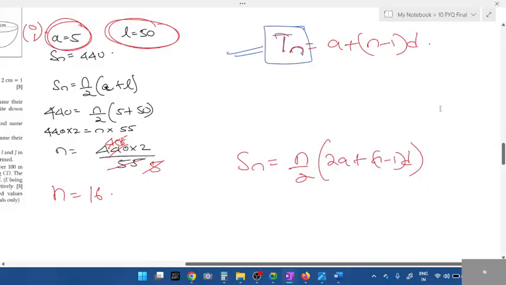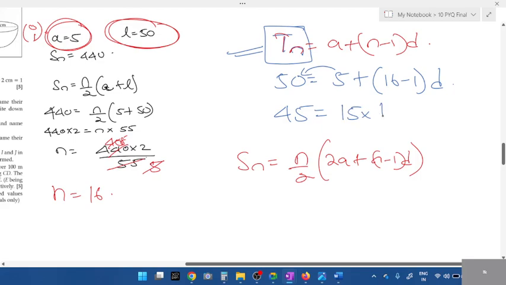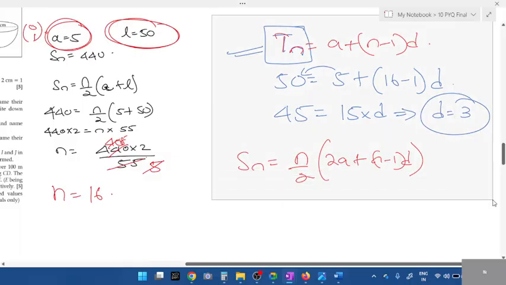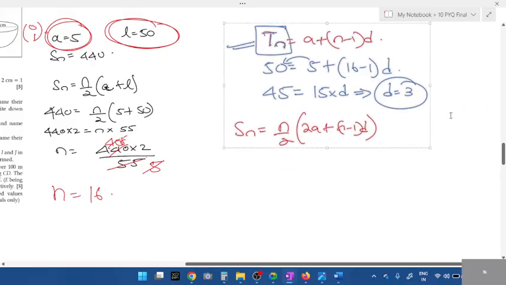You will get the value of D. Take T of n, the last term: 50 is equal to A value, which is 5, plus (16 minus 1) into D. The 5 goes to the other side, subtraction: 50 minus 5 is 45. Then 16 minus 1 is 15 into D. What is the value of D? 45 divided by 15. The answer is 3.